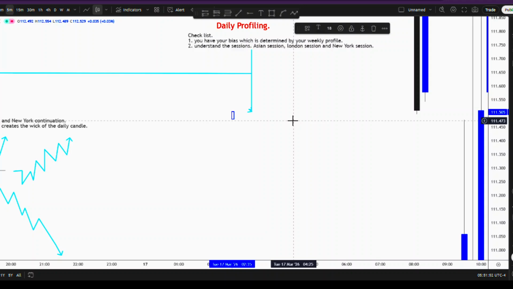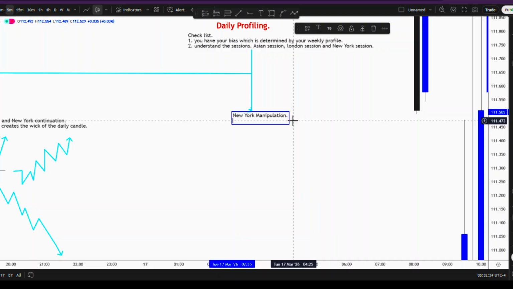So the next profile is New York manipulation. So New York manipulation, this is the second, sorry for that. So this is almost a straightforward profile where the New York session sweeps the current day's range high or low, and then delivers in the opposite direction.